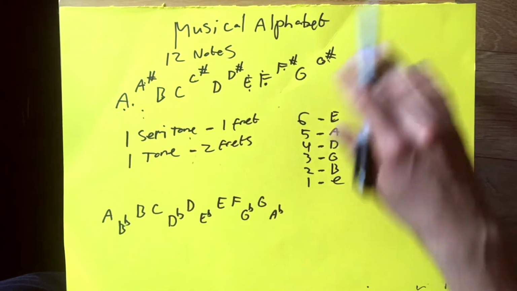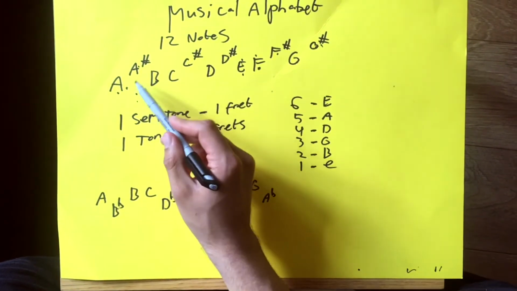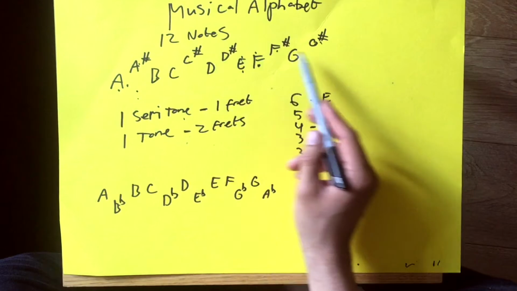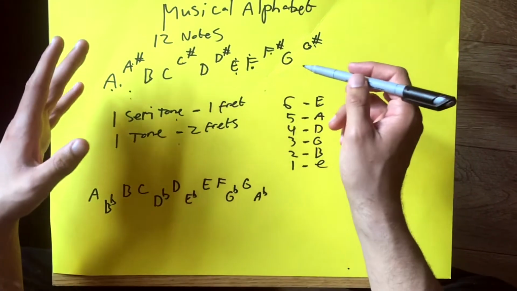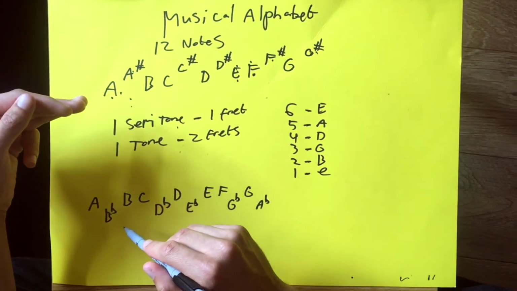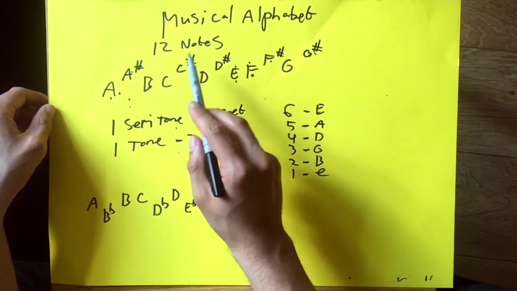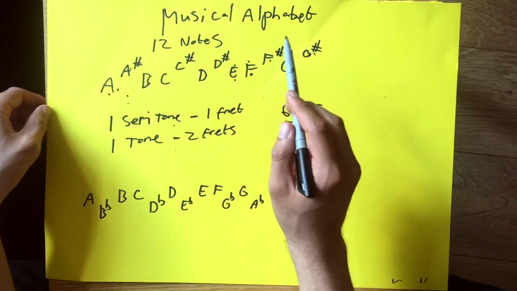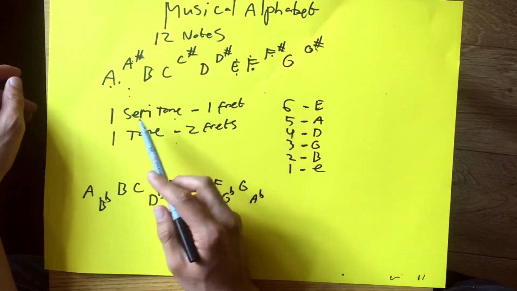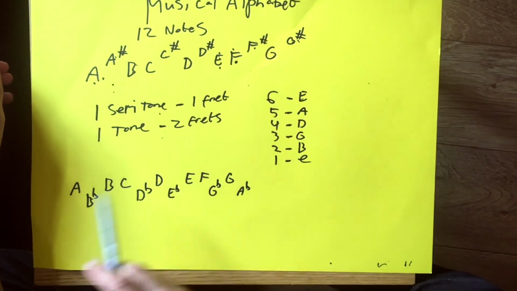If you're a beginner, please don't worry about this. For now, just focus on learning your musical alphabet and learning the notes from 0 to 5th fret on the guitar. Use your flats, use your sharps, try not to mix them together. So go A sharp, B, C, C sharp, D, D sharp, E, F, F sharp, G, G sharp, if you want to use the sharps. If you find it easier using flats, use the flats.